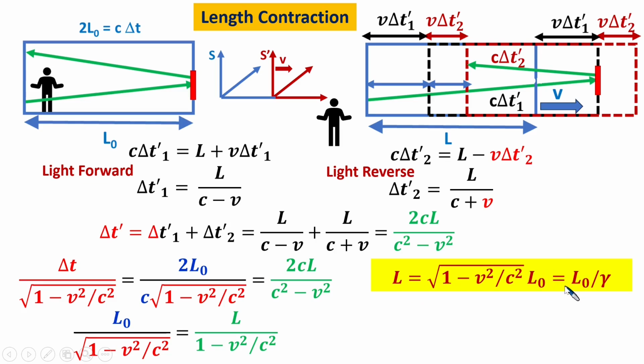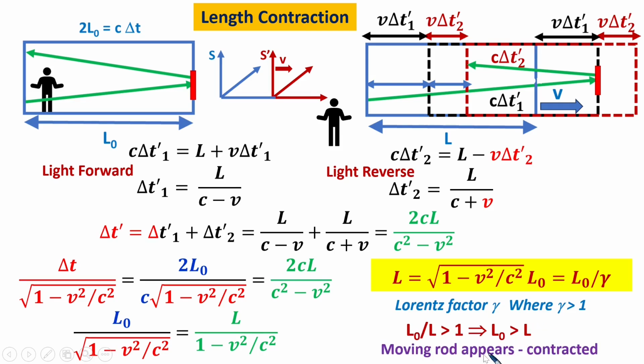So I will get L naught by gamma. And since gamma is greater than 1, I can say that L naught by L is equal to gamma, and since gamma is greater than 1, I can say that L naught is greater than L. So here one can say the length of the moving rod appears to be contracted. So this is your length contraction in special theory relativity.